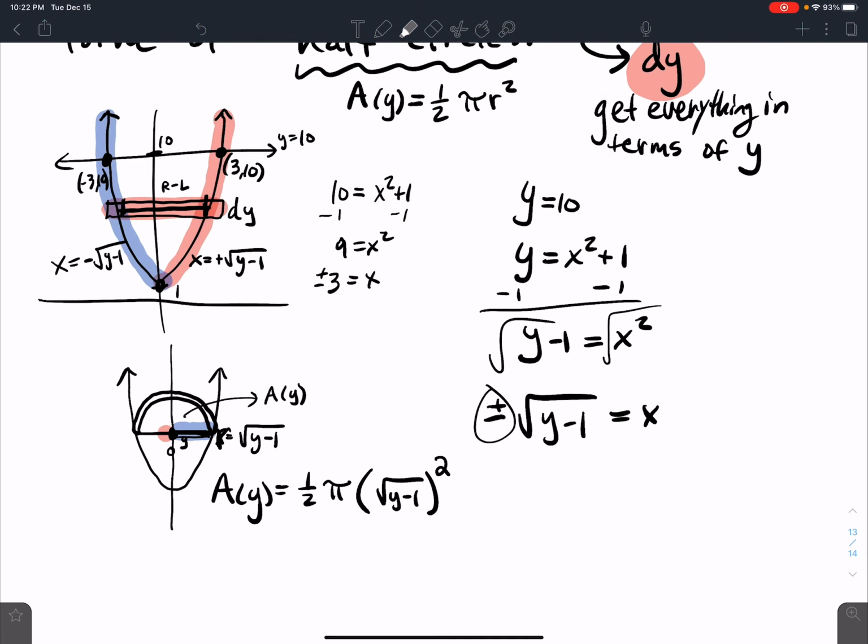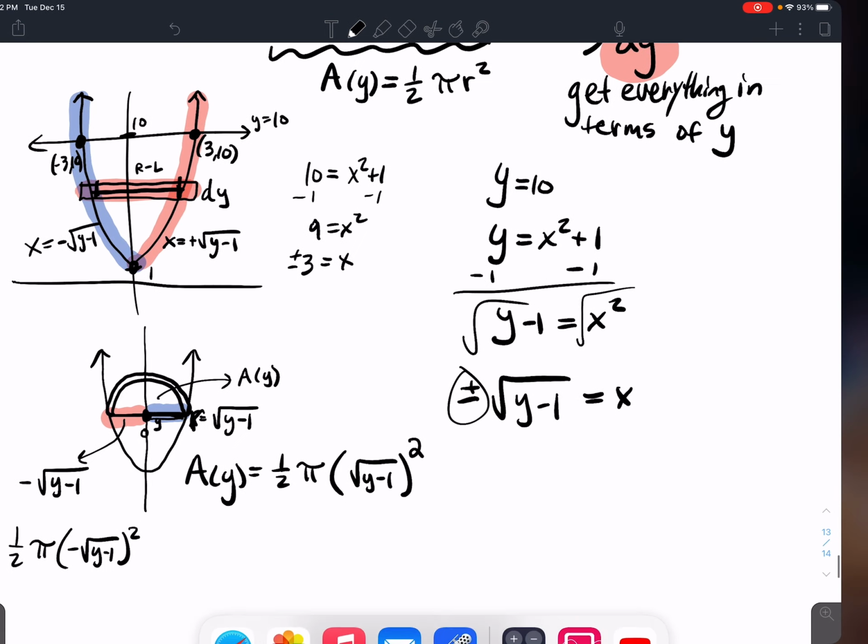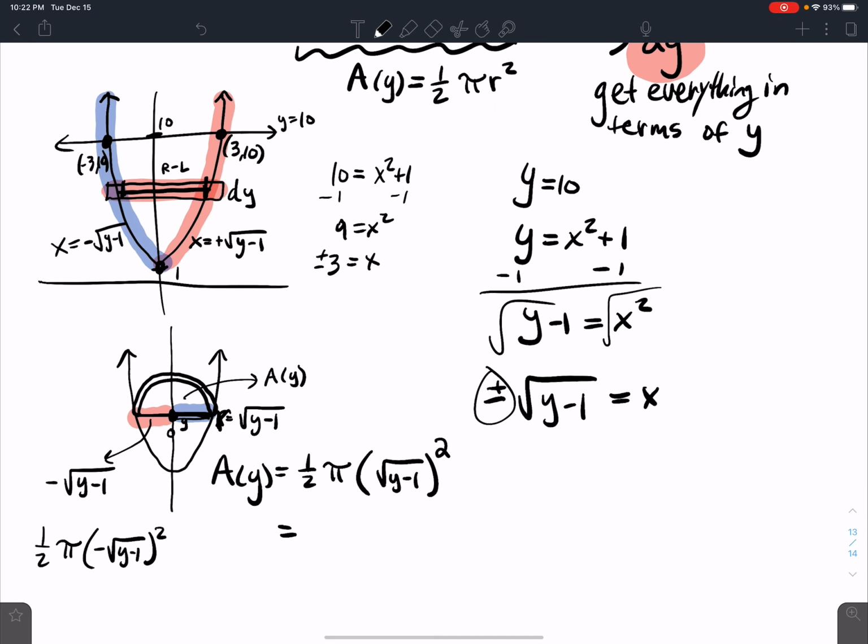Clark, what if I had picked the other side over here? Well, that would be okay. The only difference is this would be negative square root y minus 1. But what happens whenever you square a negative? When you square a negative, what do you still end up with? You end up with a positive. So they're both still positive. So the square and the square root kind of undo each other here. And so I get 1/2 pi times y minus 1 for my arbitrary area formula here.